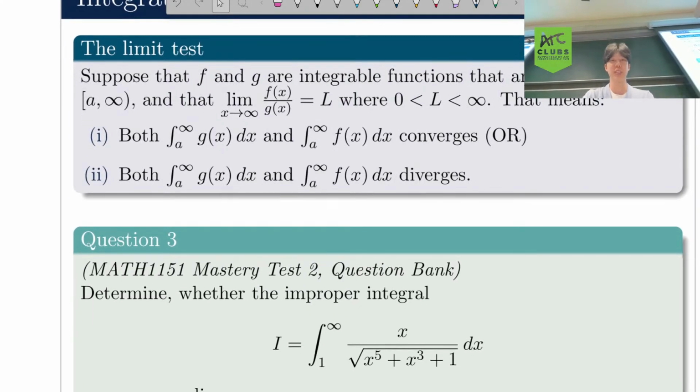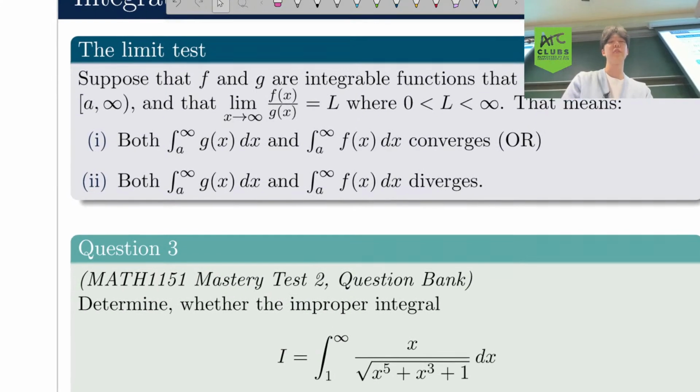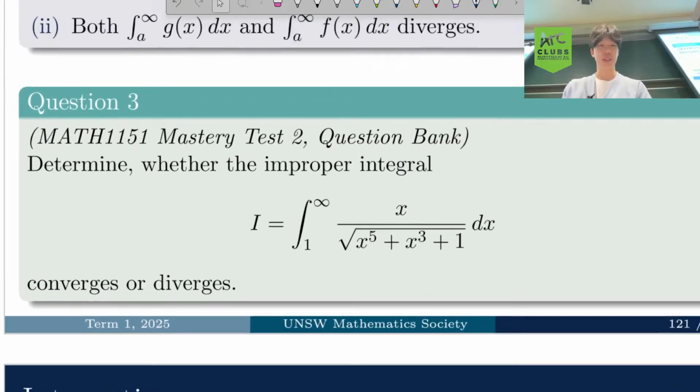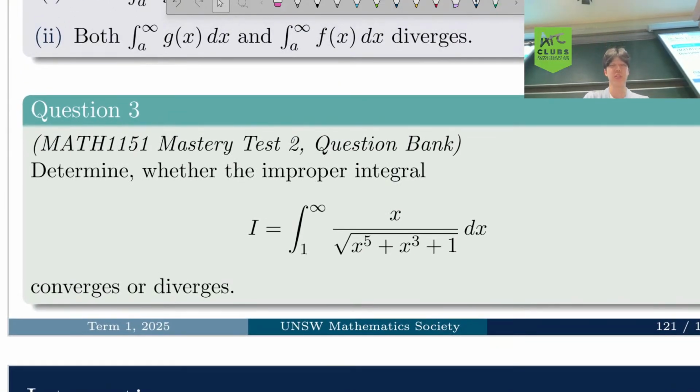So suppose that f and g are integrable functions that are not negative on a to infinity, and that if we take the limit as x approaches infinity of f of x divided by g of x, and it becomes L, where L is some positive number, that means either both f of x and g of x converge, or both have to diverge. So let's try using that here. We have to determine whether this integral from 1 to infinity of x over root x to the power 5 plus x cubed plus 1 converges or diverges.